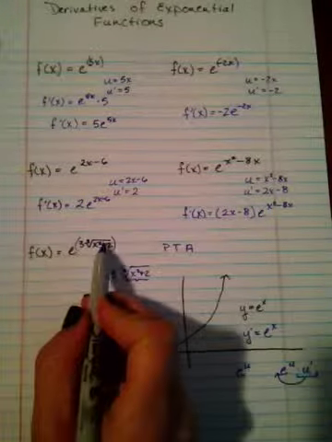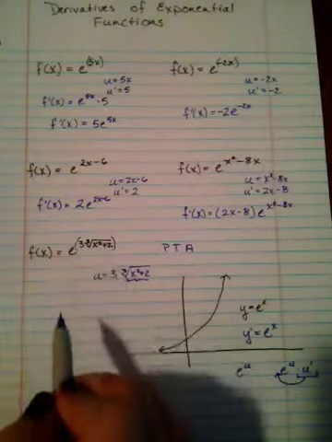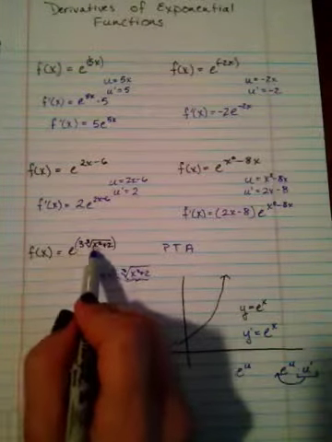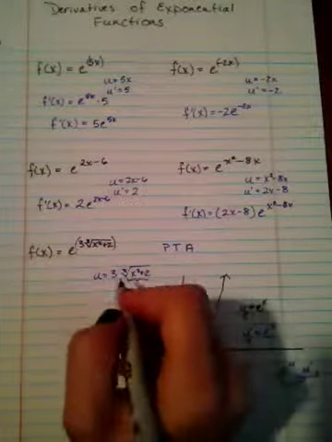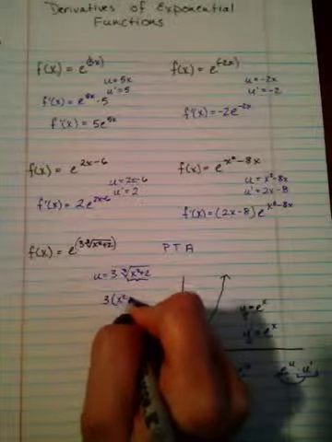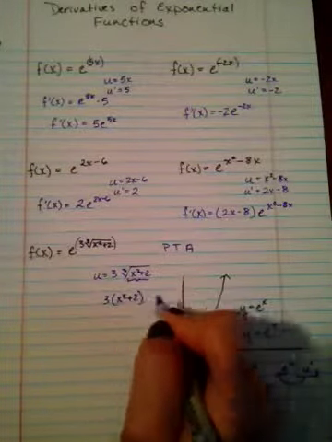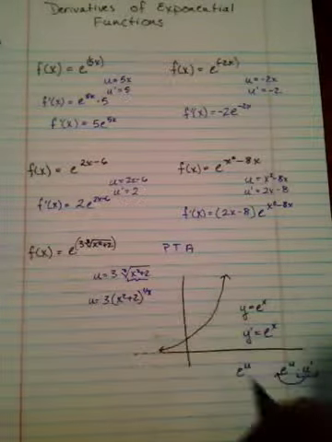I'm going to have my e to the u times my u prime, which is the derivative of this, times another u prime, the derivative of the argument, the x squared plus 2. So I'll just take it in pieces. I'm going to rewrite this u. This is 3 times x squared plus 2 to the 1/3. And this is still my u equals.